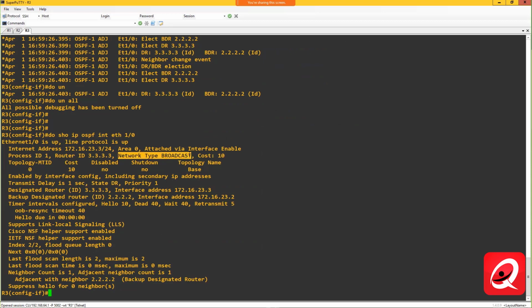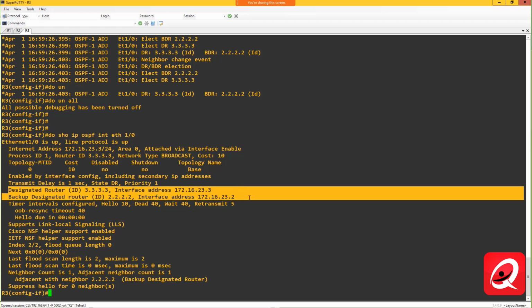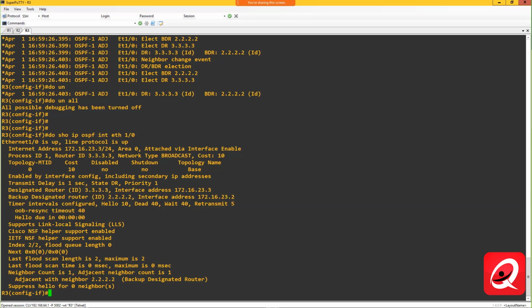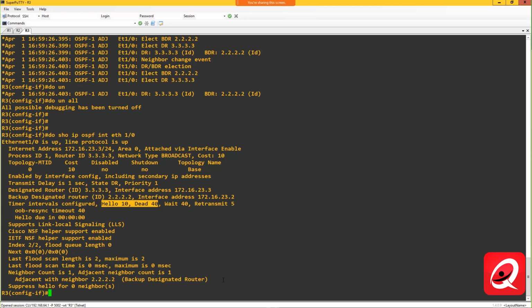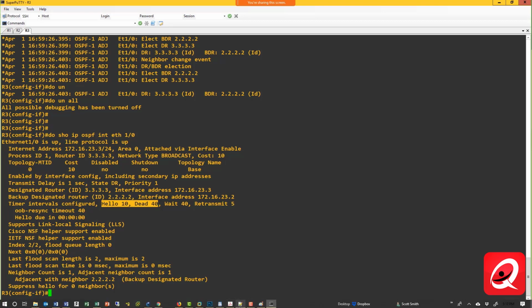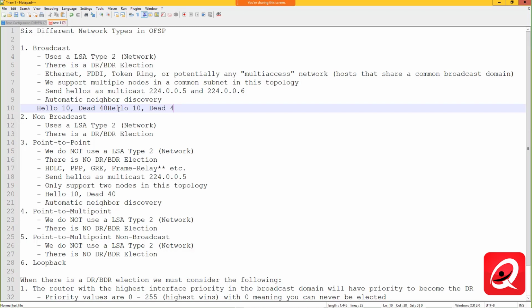Now, if I do a show ip ospf interface Ethernet 1.0, you can see that this network type has been discovered as broadcast. We will identify, in this case, the designated router and the backup designated router on that link. And then also we see the neighbor counts and whatnot, and which neighbor is performing what role in the multi-access network, but more importantly, hello and dead timers. Okay, so let's put that in our notes. Our hello and dead timers are the same as our point-to-point timers in our point-to-point network type. All right?